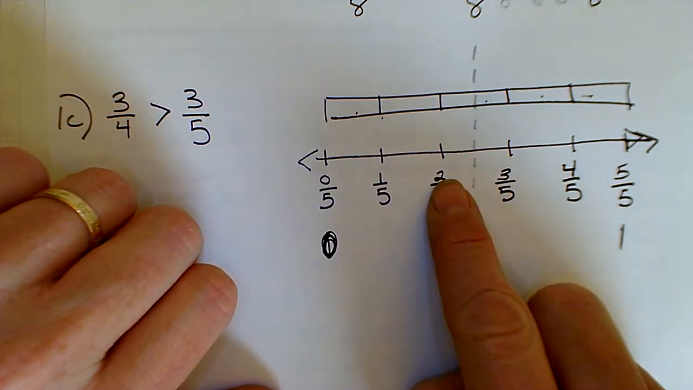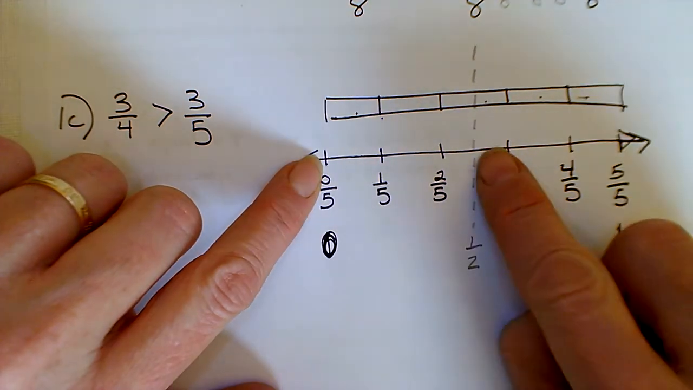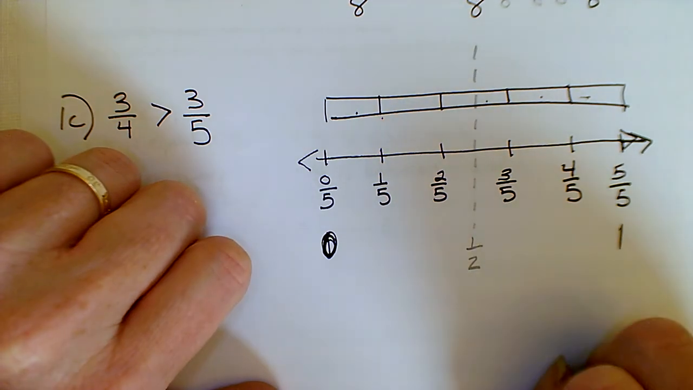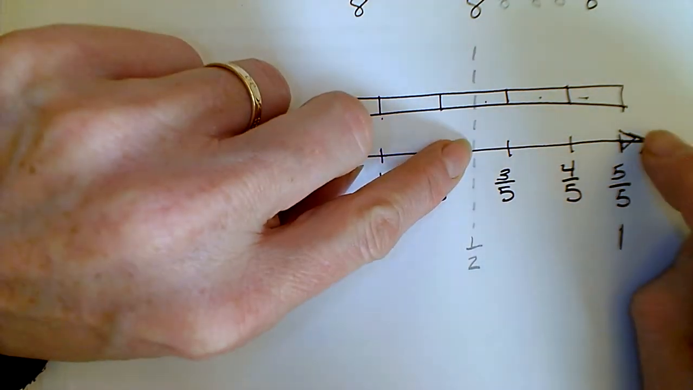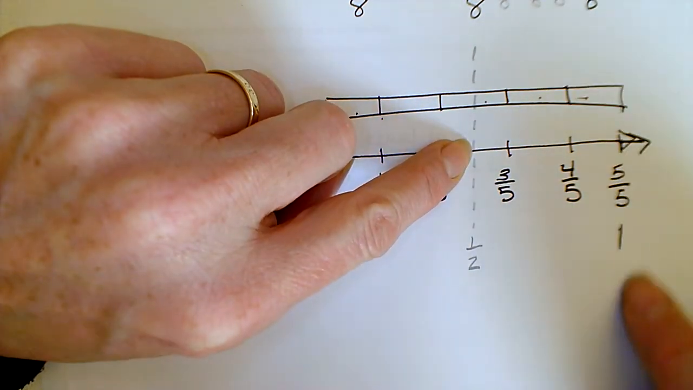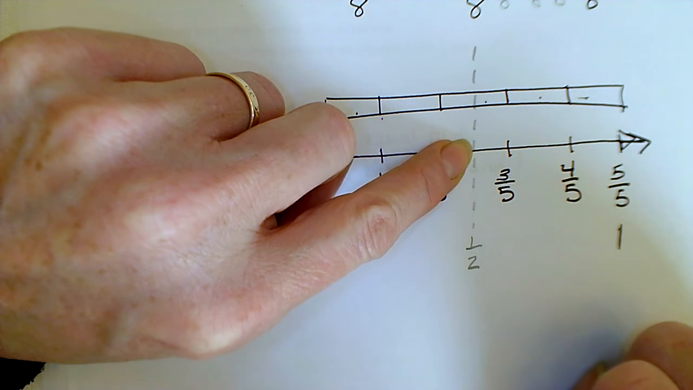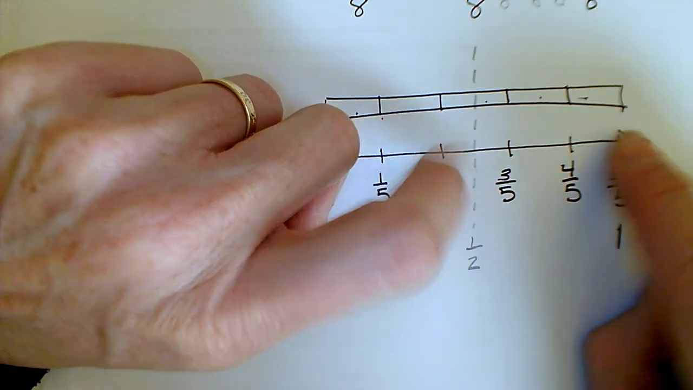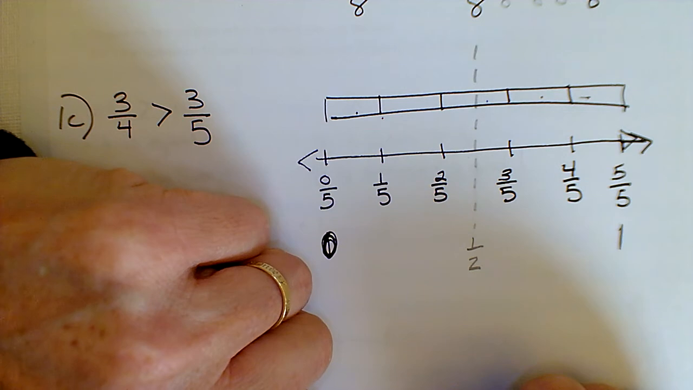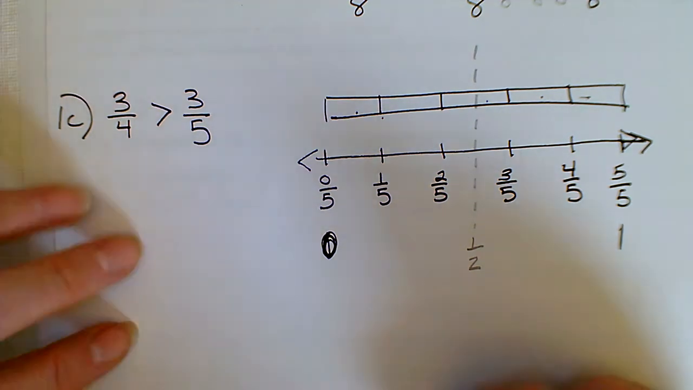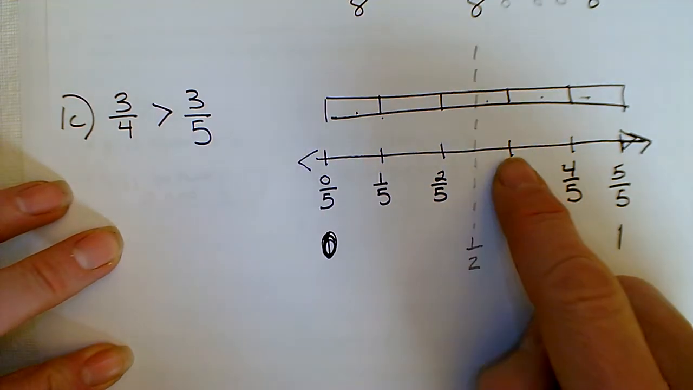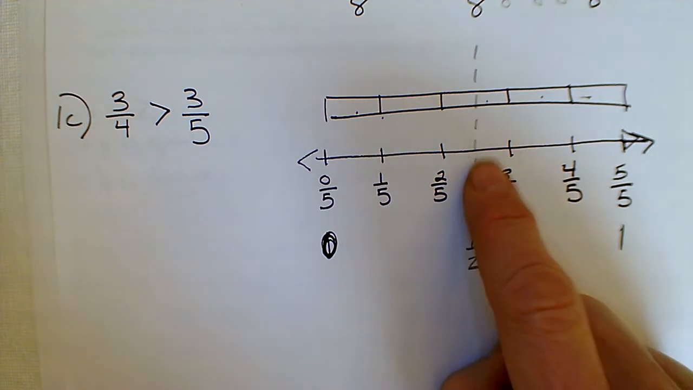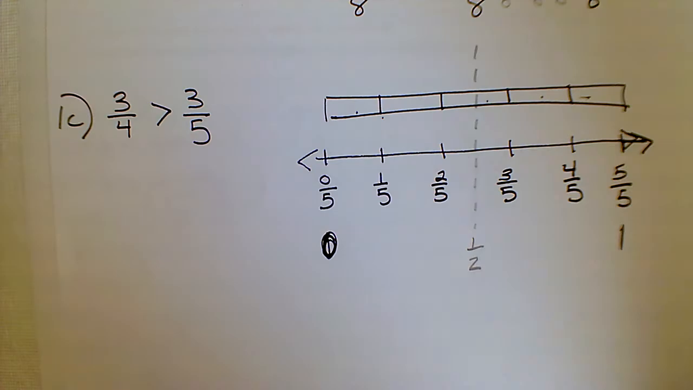the 0. I can say that 2/5 is between 0 and 1/2, but it's closer to 1/2. I can say that 3/5 is between 1/2 and 1, remember that this is 1, but that it's closer to 1/2, and I can say that 4/5 is also between 1/2 and 1, but it's closer to the 5/5. So when I'm looking at this, now I can really understand that 3/5 is going to be between 1/2 and 1, but it's closer to the 1/2.